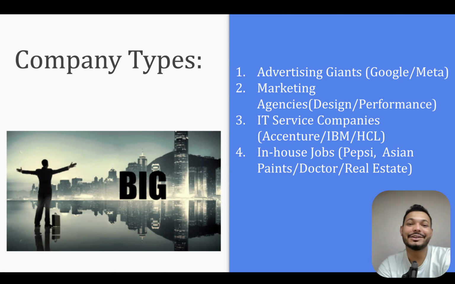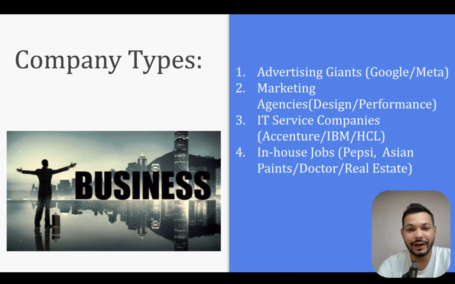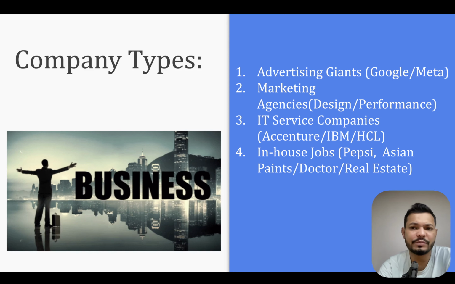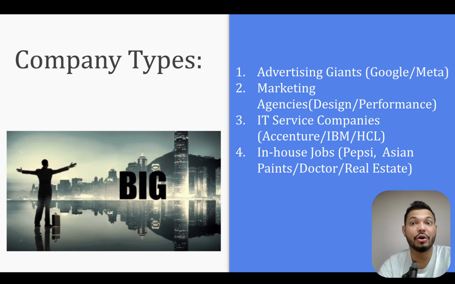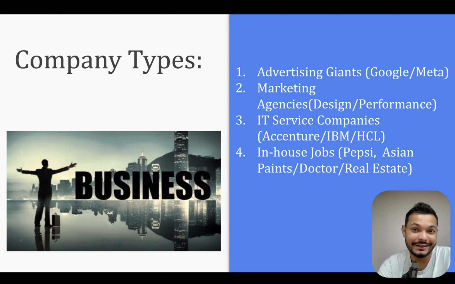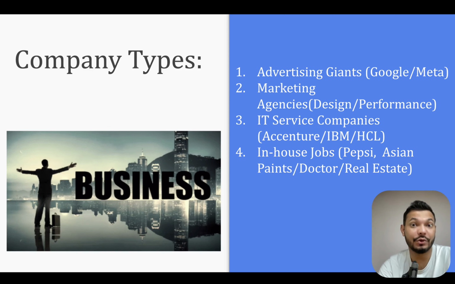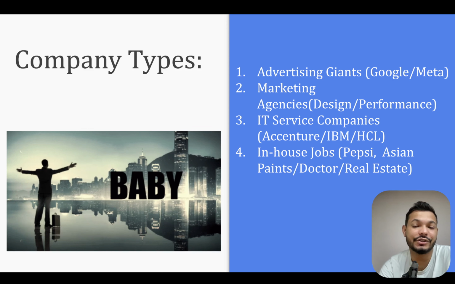Now, the company types in the digital marketing landscape are usually four types, starting with the advertising giants. Companies like Google and Meta always provide a lot of jobs because these are the ad companies. They need a huge team, a very big team who can control their products. So you can think about applying in these advertising giants.